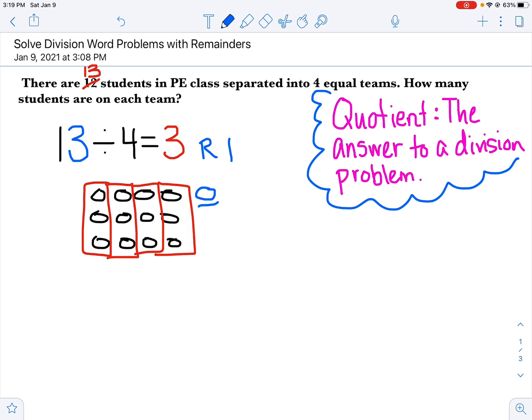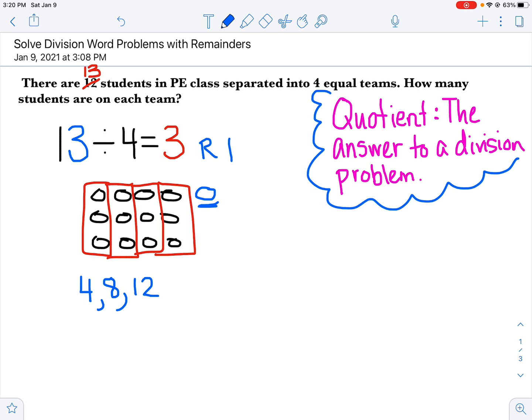But in this case, 13 divided by 4, we draw out all our 13 people. We make 4 equal groups as best as we can, and we end up with 1 left over. Another way of going about it could be if you wanted to skip count to solve, you could say 4, 8, 12, and then you would go, ooh, I know the next one is 16, that's too many.